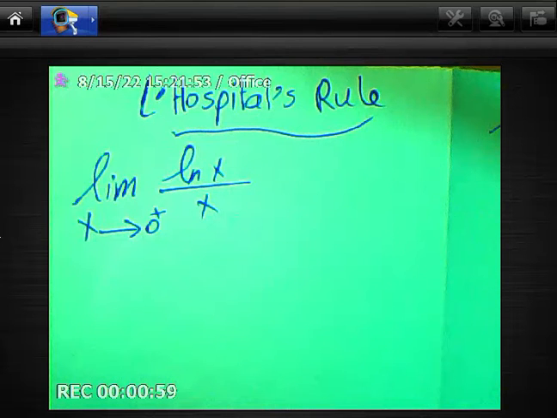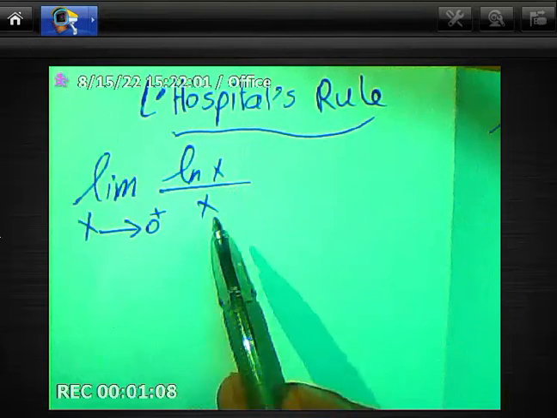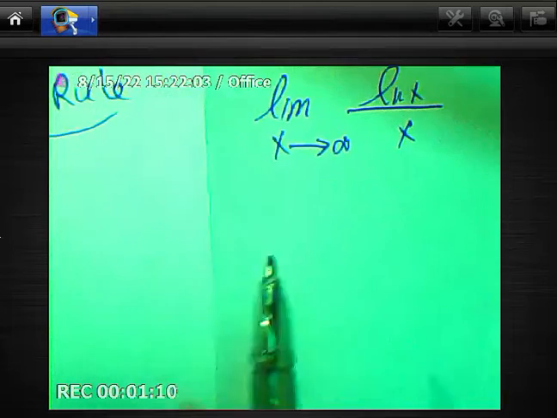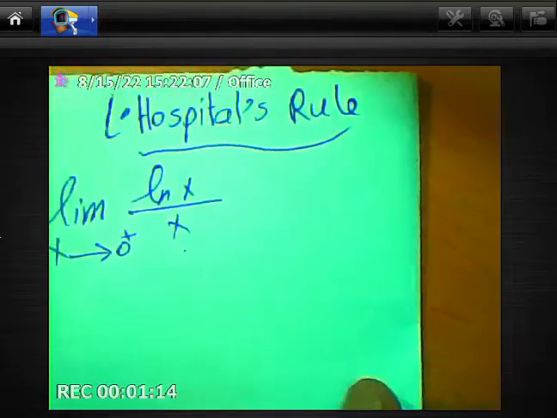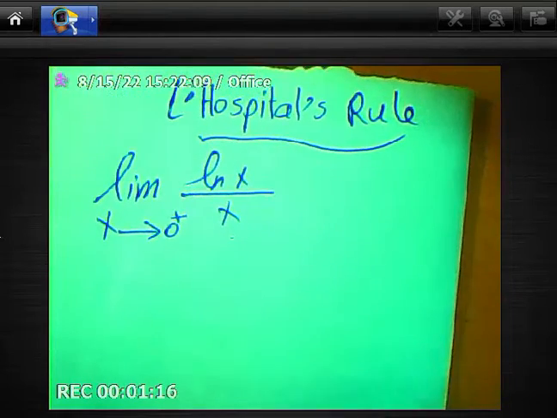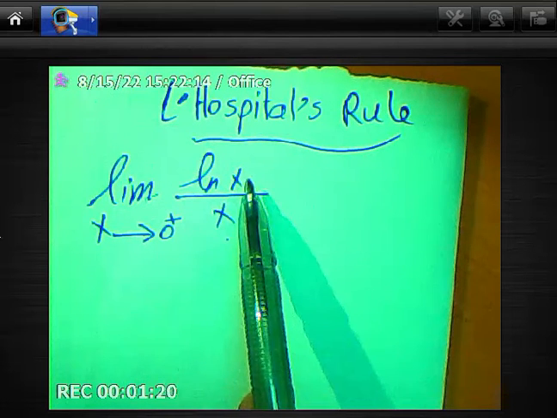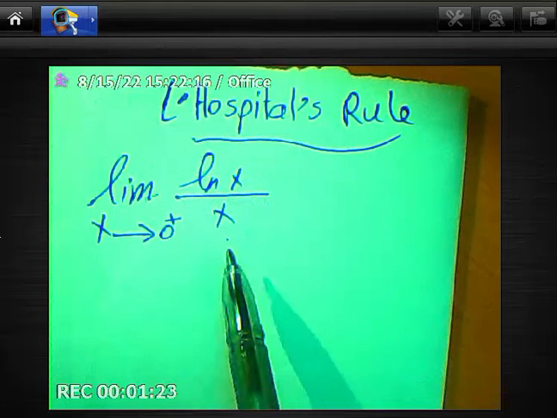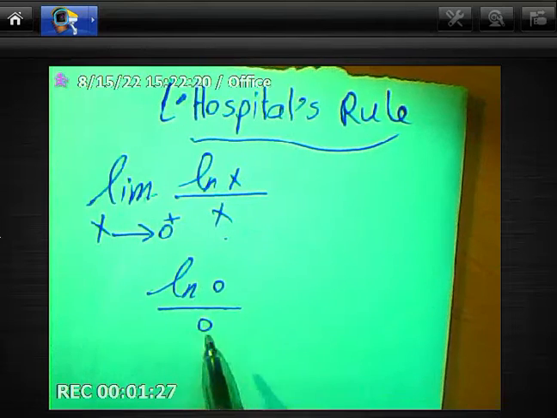Today in this video, we will learn the difference between the limit as x approaches 0 from the positive side of ln x over x, and the limit as x approaches infinity of ln x over x. First, we must find the limit as x approaches 0 positive of ln x over x. We can write 0 in the numerator and denominator. So we can write ln of 0 over 0.